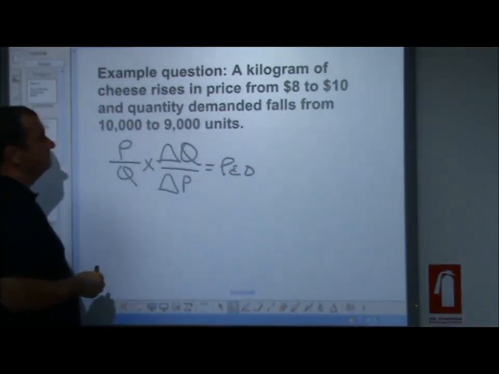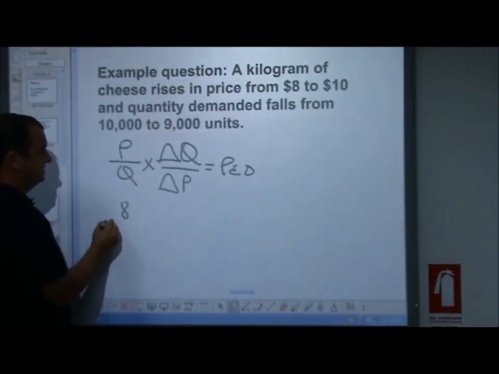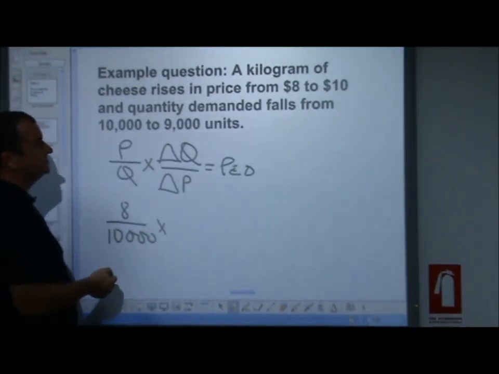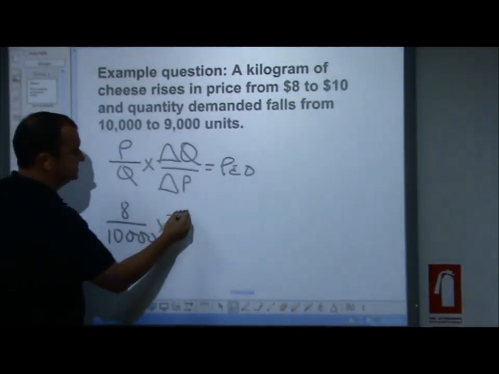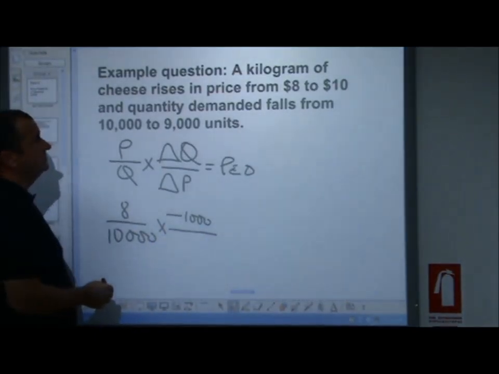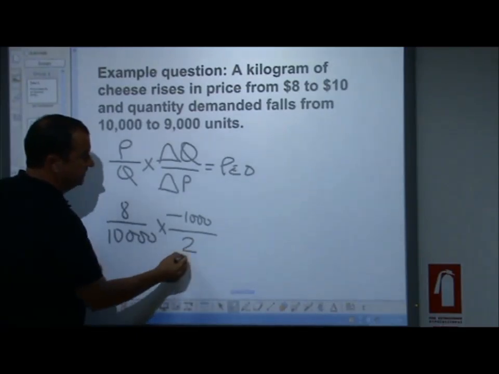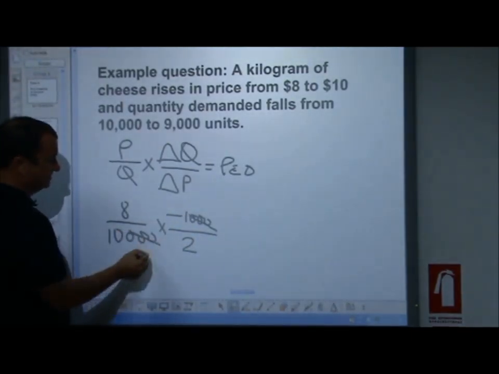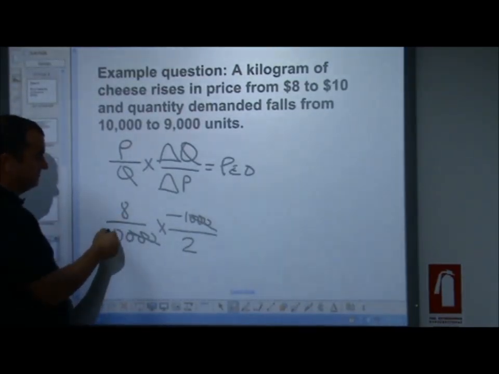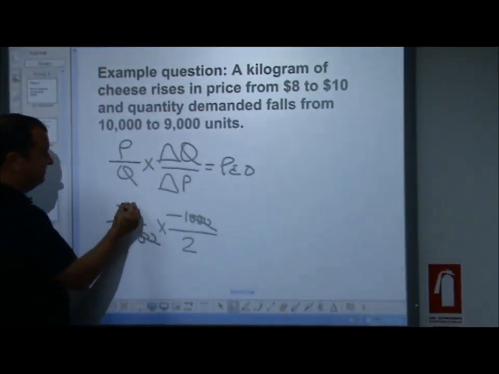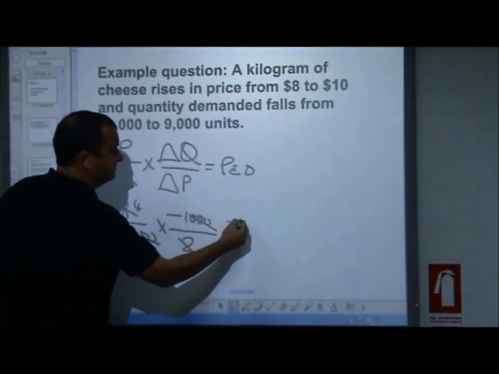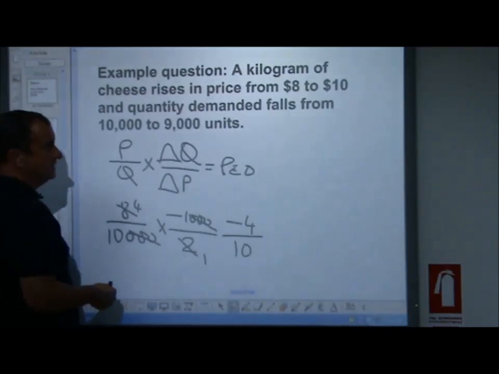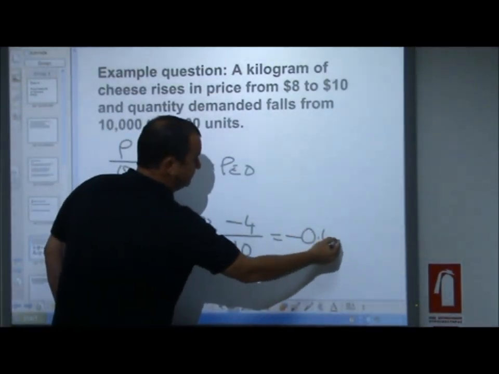I'll rewrite that with all the numbers that I know. The original price was 8, the original quantity was 10,000, times the change in quantity. The quantity went from 10,000 to 9,000, so that's minus 1,000, divided by the change in the price, and that's plus 2, because it went up $2. Now if I calculate this out, I can do some simplifying. I'm going to cross out those 3 zeros and those 3 zeros, and I can even simplify here, so let's say that's 4, and that becomes 1. So I've got 4 times minus 1 is minus 4, over 10 times 1 is 10. So I can see that the PED is minus 0.4.